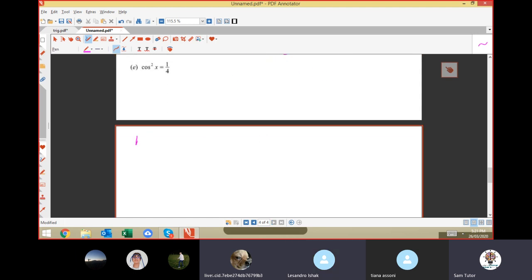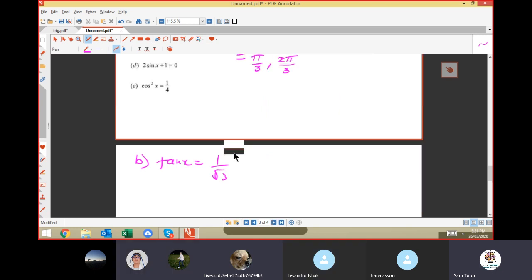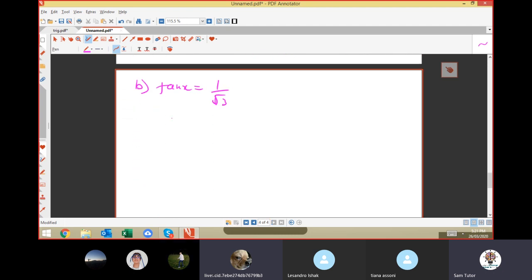Let's go with B, and move B down here. That'll be easier. And x equals 1 on root 3. We're going to do this one together. So first step, x equals, what do we do? Inverse tan, 1 on root 3 equals, do it in your calculator. 30. Then, what do we do just before you finish off here?